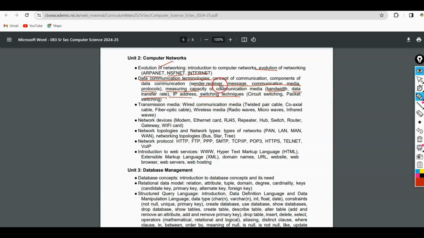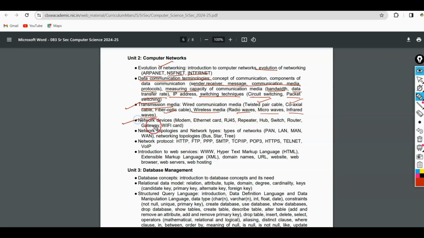What are the switching techniques you are going to study in this chapter? You are going to study circuit switching and packet switching. The next is transmission media. Under transmission media we have wired communication media like twisted pair cable, coaxial cable and fiber optic cable. Under the wireless media we have radio waves, microwaves and infrared waves.